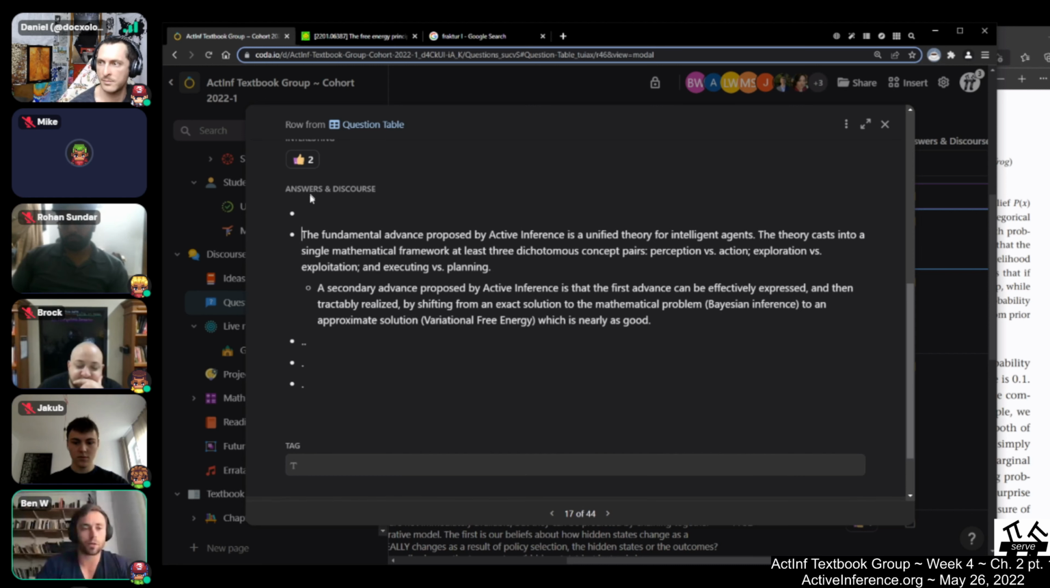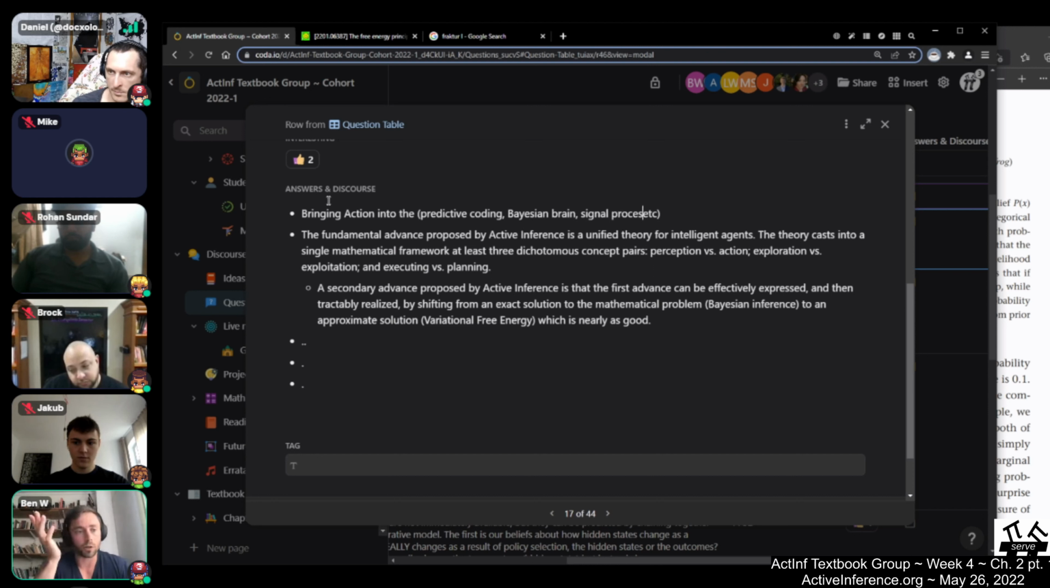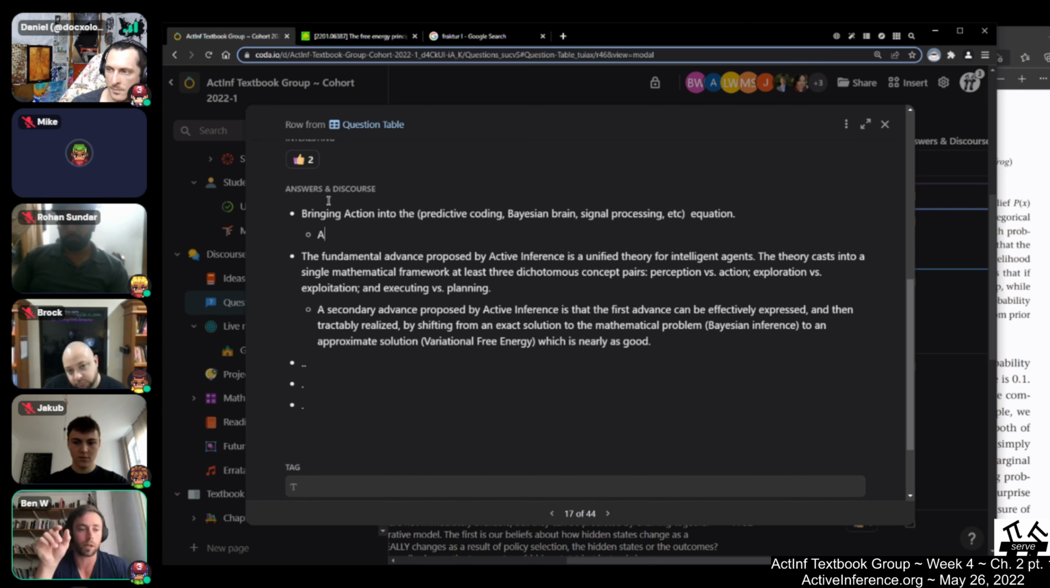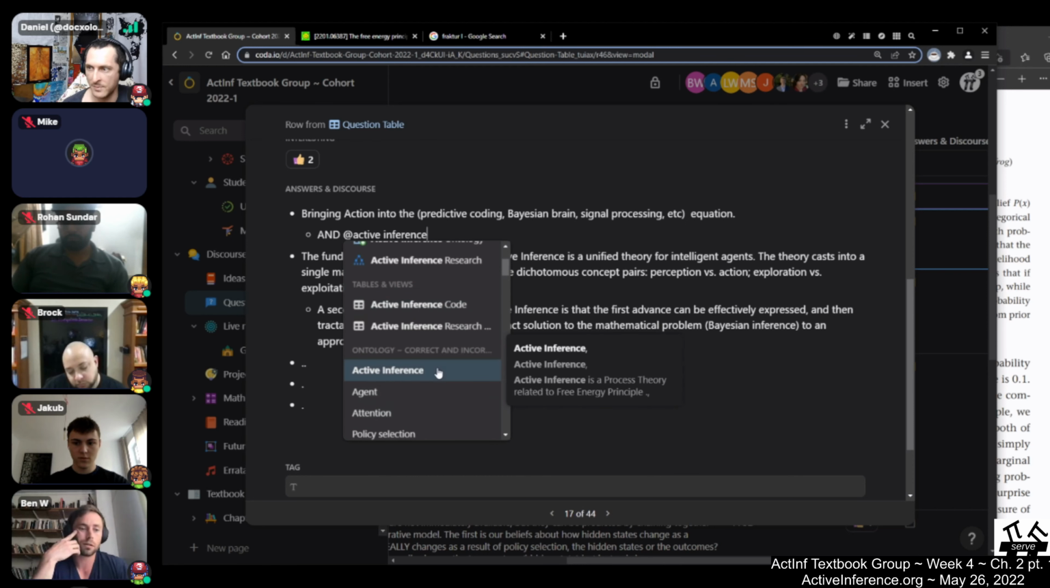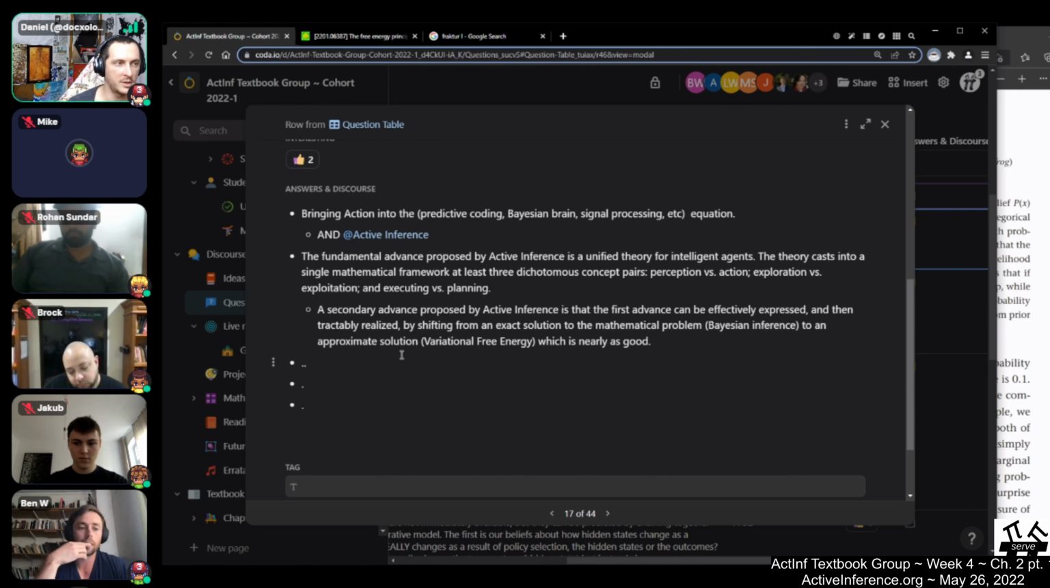Sorry, is it just bringing action into the equation? So predictive coding and Bayesian brain are specifically about perception, visual perception. And I think the key thing with active inference is that it's not just that it brings action into the equation; it's that it treats them as essentially the same thing. That they're kind of united as part of the same process, which I think is kind of a new development. Thanks for the awesome answer.